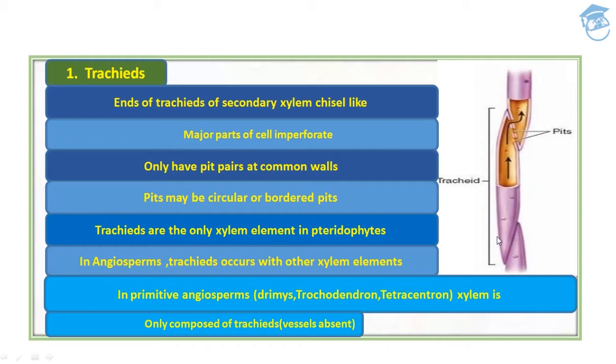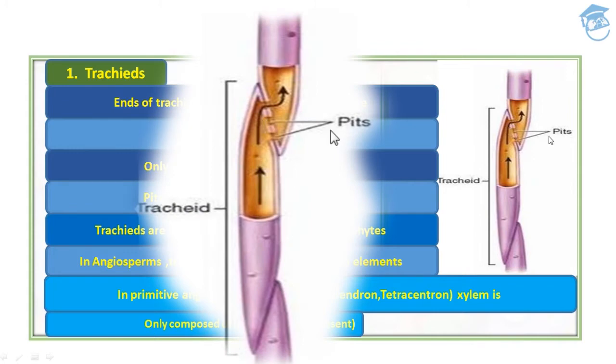That means it does not have pores, whereas it has pit pairs. See, this is the pit. Whereas it has pit pairs at a common wall. See, this is the common wall of this and this. This is the common wall. So it has one pit pair, and pits may be circular or bordered pits.